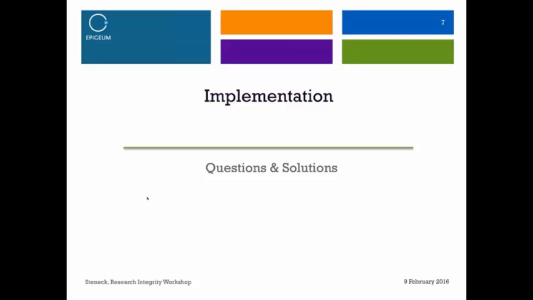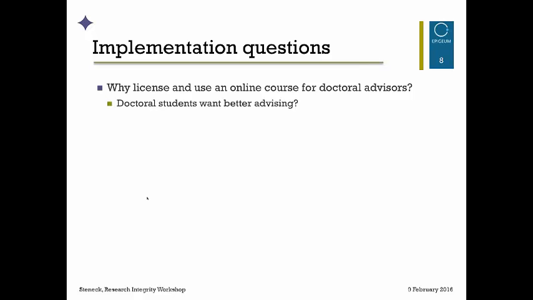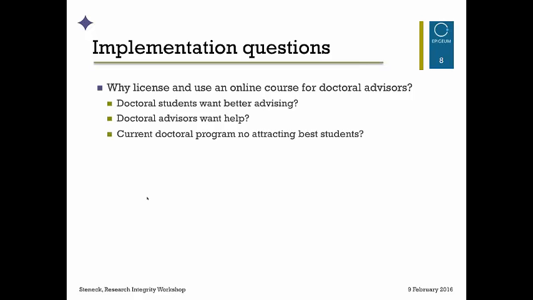So let me just finish up by talking a little bit about the implementation process. If you are interested in using a course like this, my suggestion is that you start with a series of questions. Why license and use an online course for doctoral advisors? Do your doctoral students want better advising? Do your doctoral advisors want help? Are your current doctoral programs not attracting the best students? Sorry for the typo. It should be not attracting the best students. Do you want to improve your doctoral program? Do you not have enough staff to do the training that you need to do?